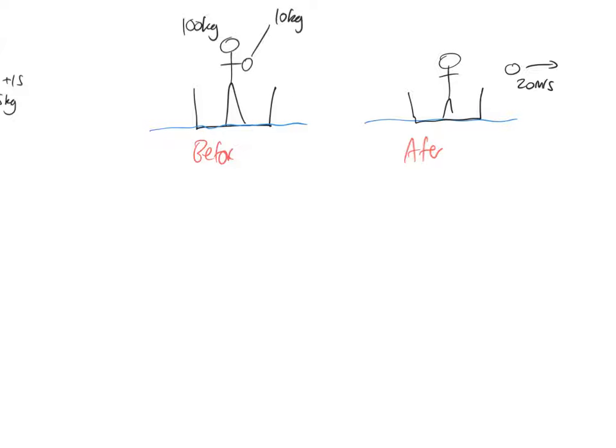Let's now consider another type of, well, it's not really a collision. This is more of an explosion. At the start, before, we've got myself on a boat holding a ball, which is 10 kilograms. The mass of me in the boat is 100 kilograms. Just made the numbers nice and easy. Afterwards, here I am again in my boat, and I've thrown this ball off at 20 meters per second. I'm trying to get to this island over here.